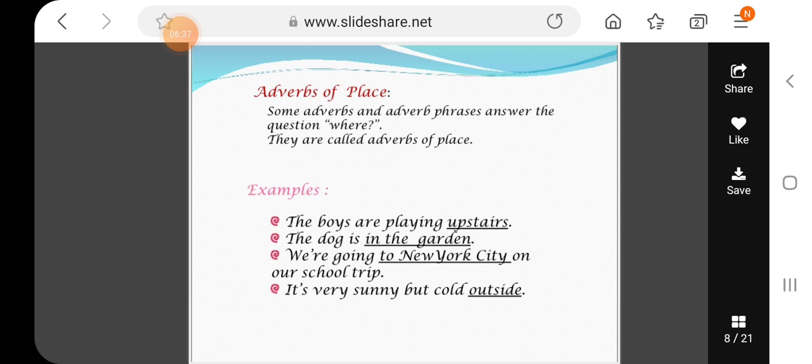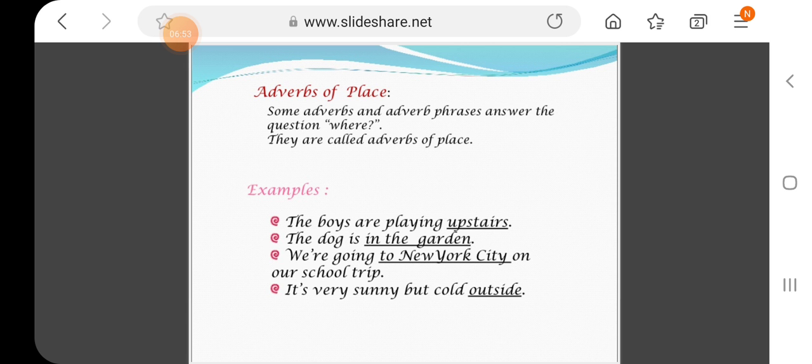We are going to New York City on our school trip. That tells you where we are going. So New York City is the adverb of place. It's very sunny but cold outside. So outside tells you where it is cold exactly. So such adverbs are specifically defining the place of action. That's why we call them adverbs of place.